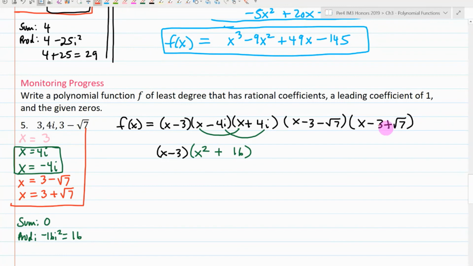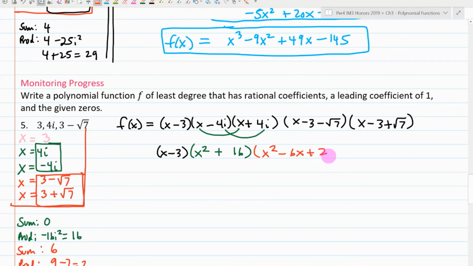Now, for this part here, we're going to do the same thing. The sum and product of these two. Let me go back to the last one and make sure you know that you're just doing the sum and product of these, not the x values. All right, so the sum of these two is 6, and the product is 3 times 3, which is 9, and negative radical 7 times positive radical 7 is minus 7, so that's 2. So this would become x squared minus 6x plus 2.